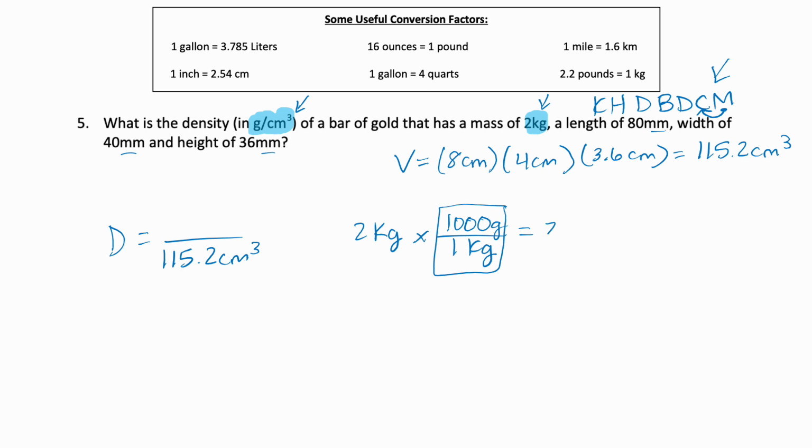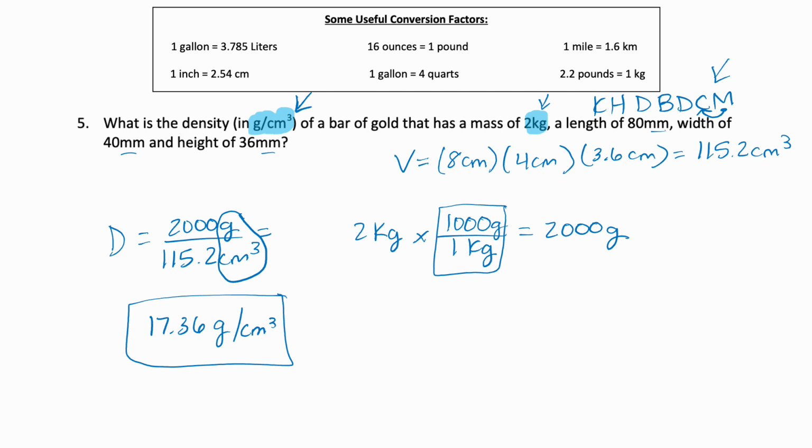Okay, so then that would give us 2,000 grams, which would be our numerator. And then from there, you can see that our unit will be grams over centimeters cubed, which is exactly what it asked for. So we would do 2,000 divided by 115.2. That will give us a density of 17.36 grams per centimeters cubed. And that's your final answer.